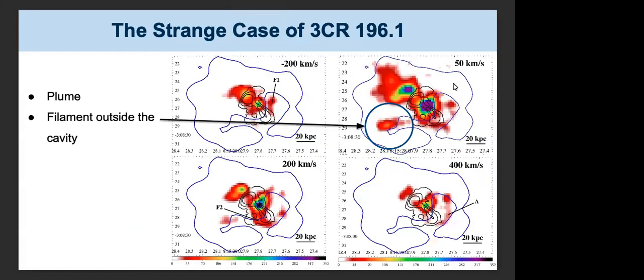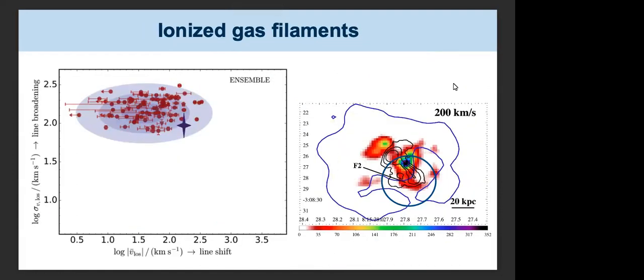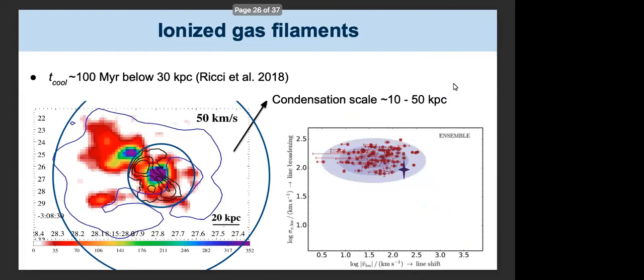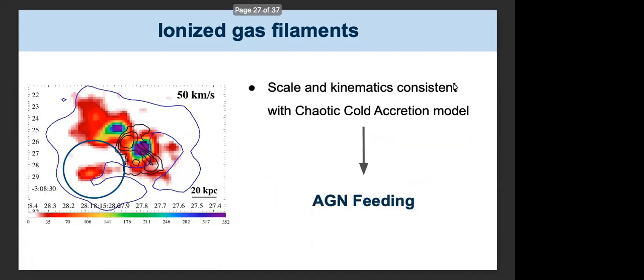Now, if we look at the filaments, we see first a filament that seems to extend beyond the X-ray cavity. The kinematics of this filament are actually consistent with the ones that we would expect for the chaotic cold accretion model. And furthermore, this filament is within the condensation scale that for these galaxies stands between 10 and 50 kiloparsecs. So in principle, this is actually a signature of AGN feeding. So 3C186.1 also could have this fuel re-injected into it that could keep it working.